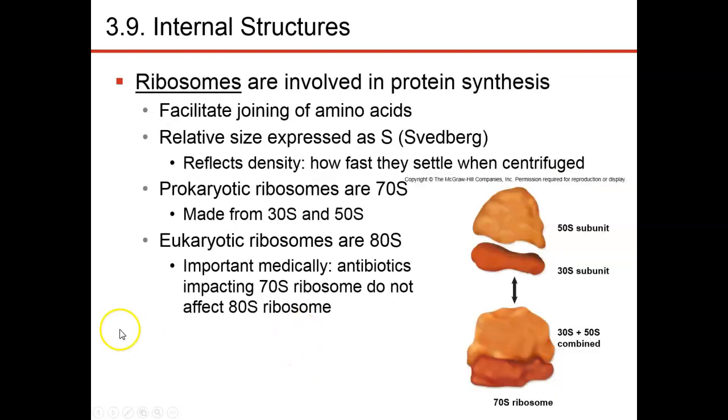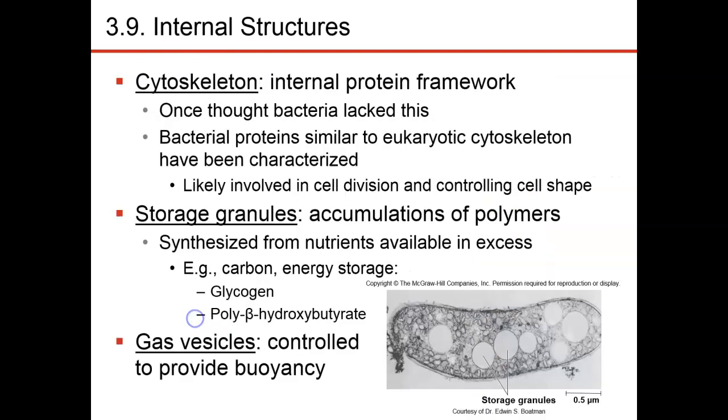We oftentimes target ribosomes when we're trying to kill pathogens, because if we can target the ribosomes and they can't produce new proteins, then they can't replicate, and then they will die, or our immune system can take care of them.